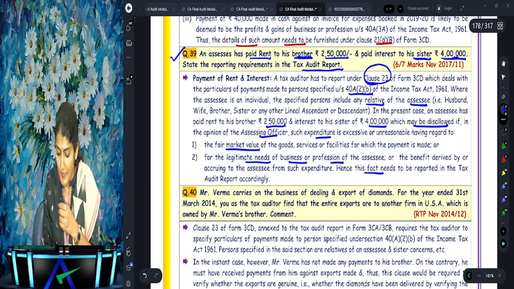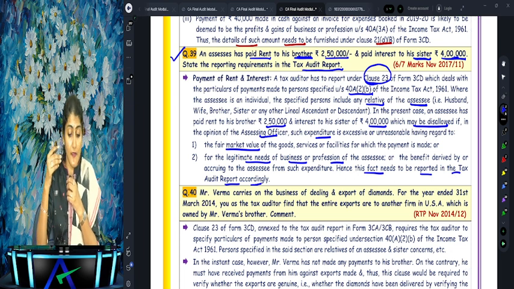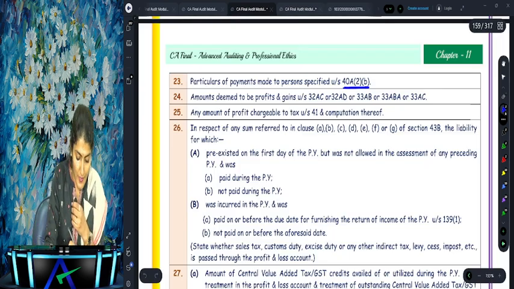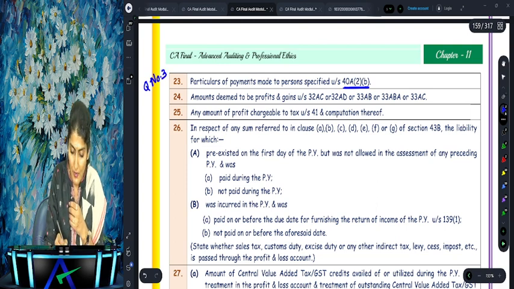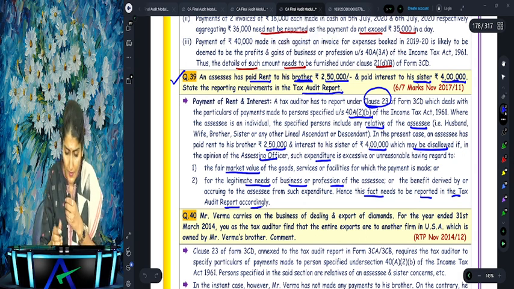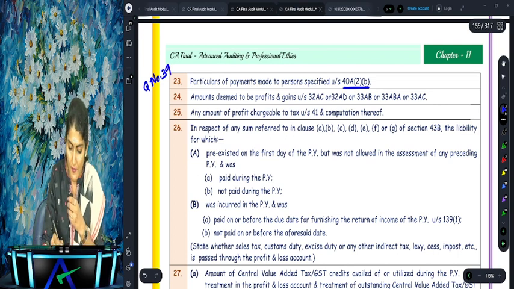Hence this fact needs to be reported in the tax audit report accordingly. So what do I write down over here? Question number 39. That is the payments made to the specified persons.